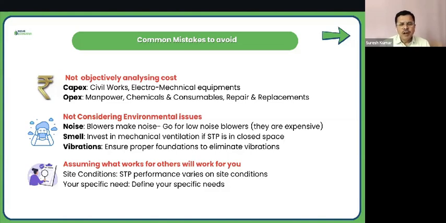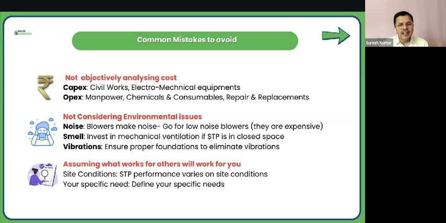And second, reason number two, mistake number two that people commit is they don't consider environmental issues. What are the environmental issues? STP makes a lot of noise. It's a big environmental issue. STP generates a lot of foul smell. Large STPs generate large quantity of vibrations. So these vibrations, if the STP is in a cellar of a multi-storied building, can go right up to the top floor if it is not properly installed.